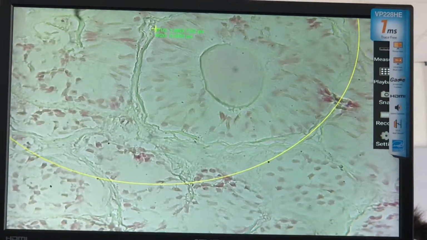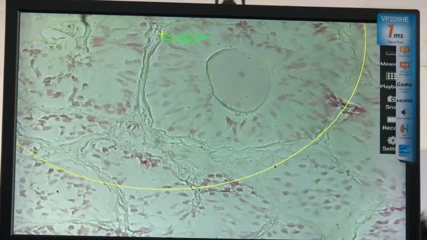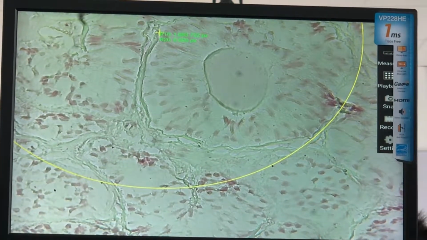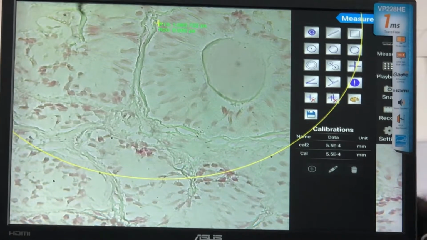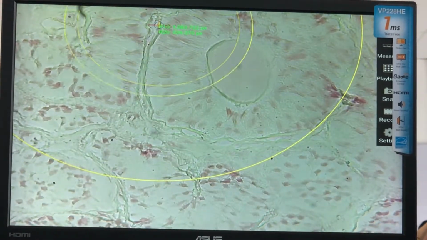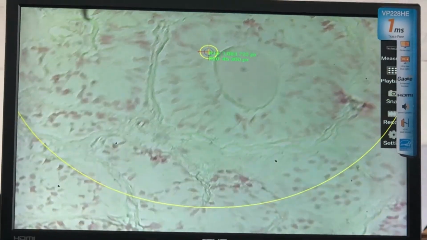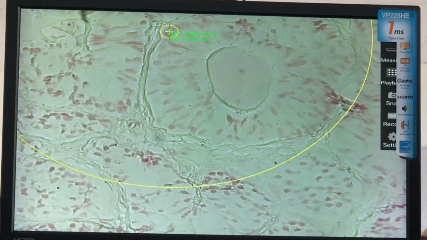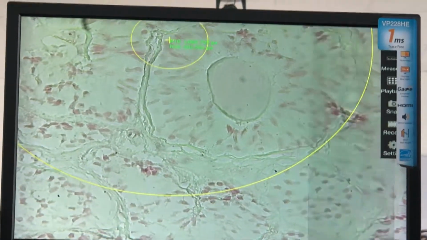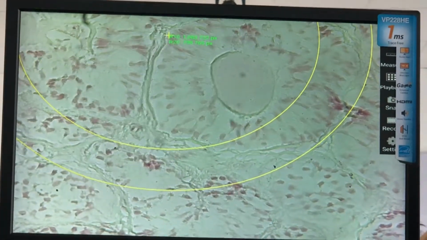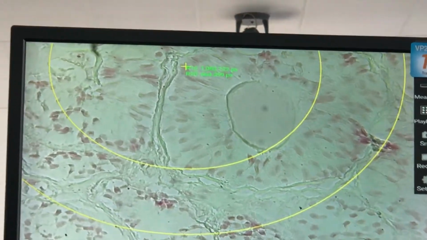So when I label this one, this is a good label. This is a good area to be focused on in the practical exam, high power field. As you can see here, this is the sperm cell. This is the seminiferous tubule. This one. The one I labeled in the smaller circle. These are two seminiferous tubules.